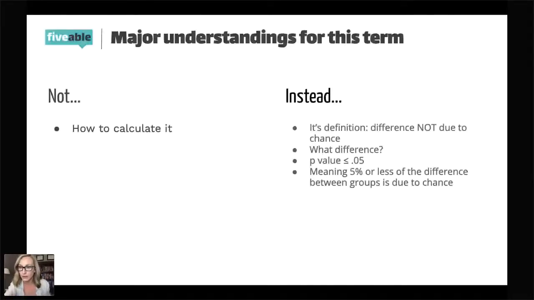Is it greater than 5% than it is? Okay, if it's greater than 5%, it's not statistically significant. Okay, it has to be, yes, good. Thank you, Kia. It has to be less than 5% in order to be statistically significant.